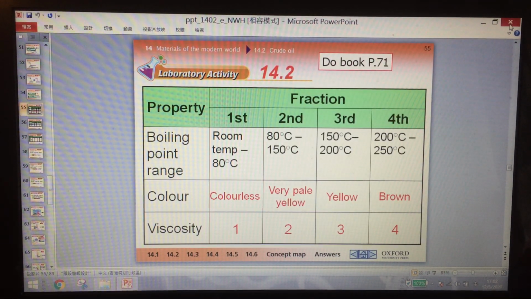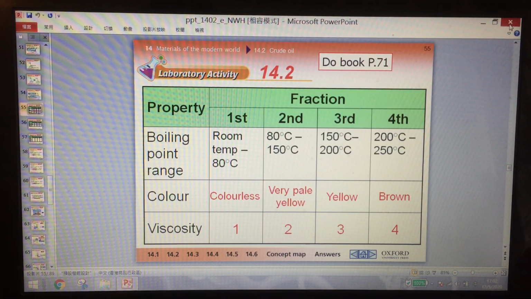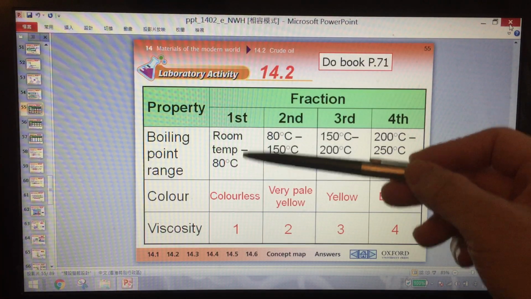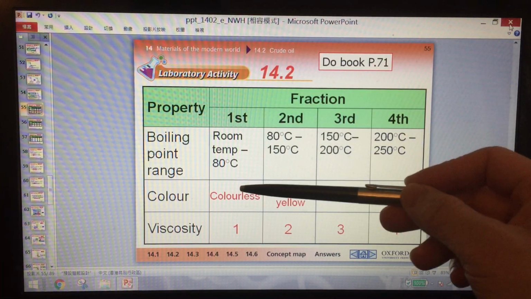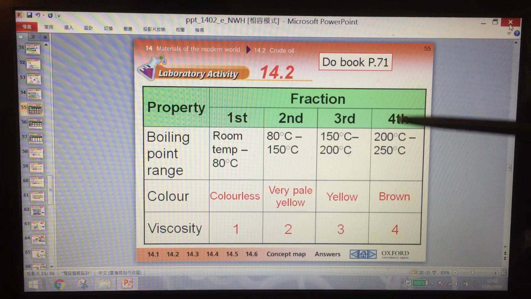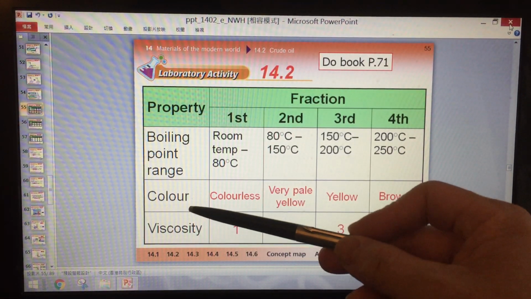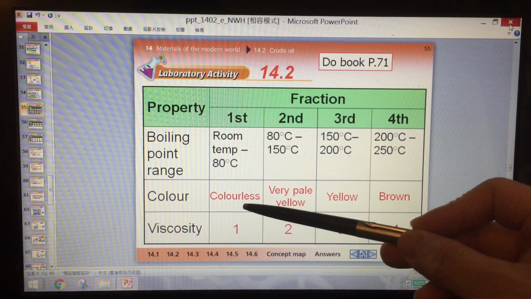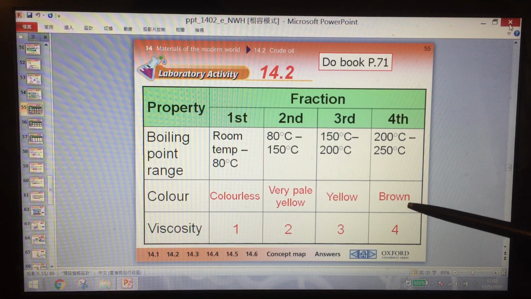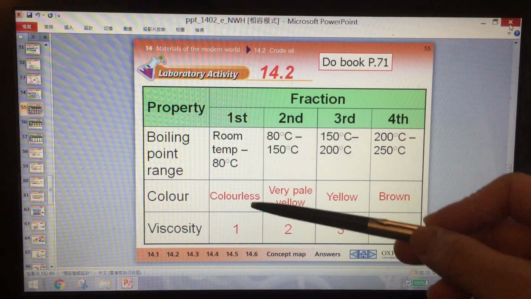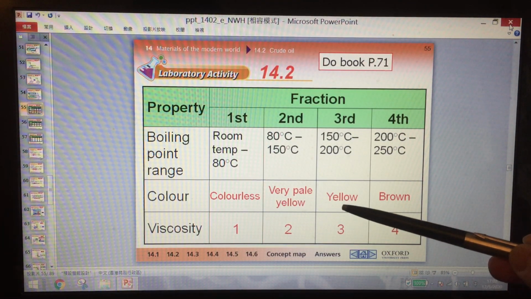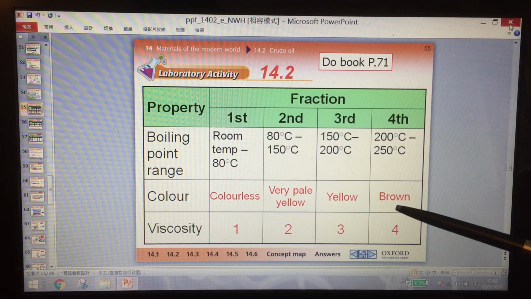Okay, this is the result. In your book, write down the answer. Fraction number 1 has small molecules. Fraction number 4 has the largest molecules. And take a look at the color. If the molecule is larger, the color is darker. So number 1 is colorless. Number 2, very pale yellow. Number 3, yellow. Number 4, brown in color.